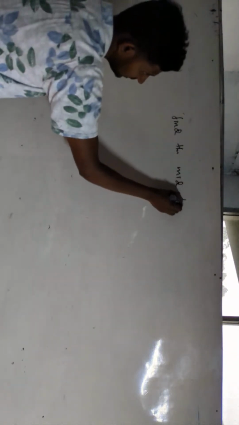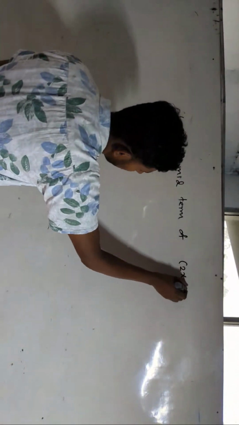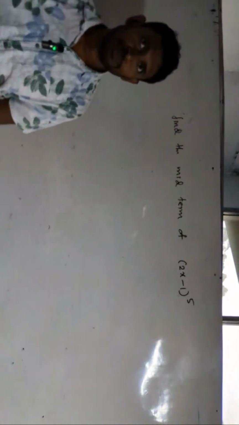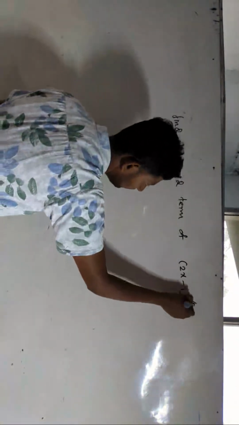Write down this question today. Find the middle term of (2x minus 1) to the power of 4, not the power of 5, sorry. Because there is an odd number of terms in the expansion, we can find only the middle term.